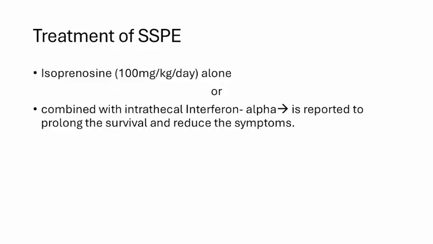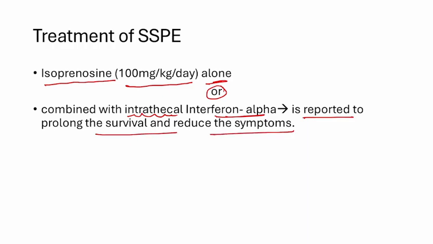Treatment of SSPE is isoprenosine 100 mg per kg per day alone or in combination with interferon alpha given intrathecally. It is reported to prolong the survival and reduce the symptoms. Is it curative? No, it is not curative, but this is all we have. Isoprenosine plus intrathecal interferon alpha will slow the progression of the disease and prolong the survival of the patient, right? So that is all about SSPE.